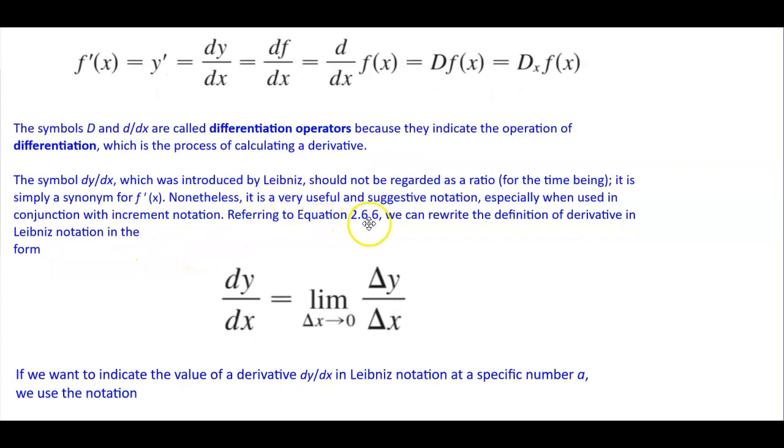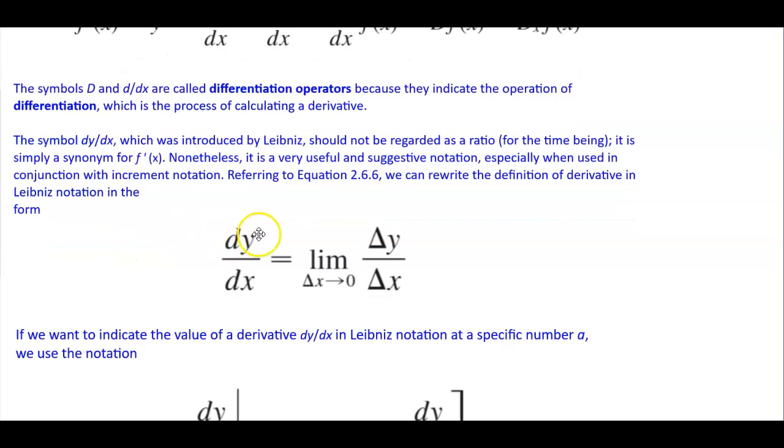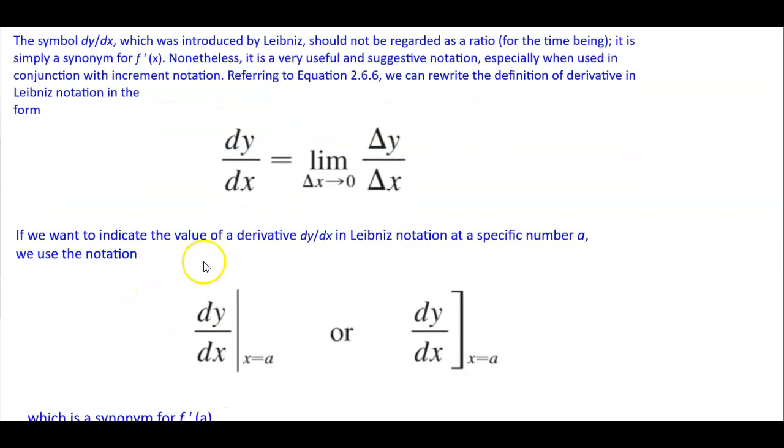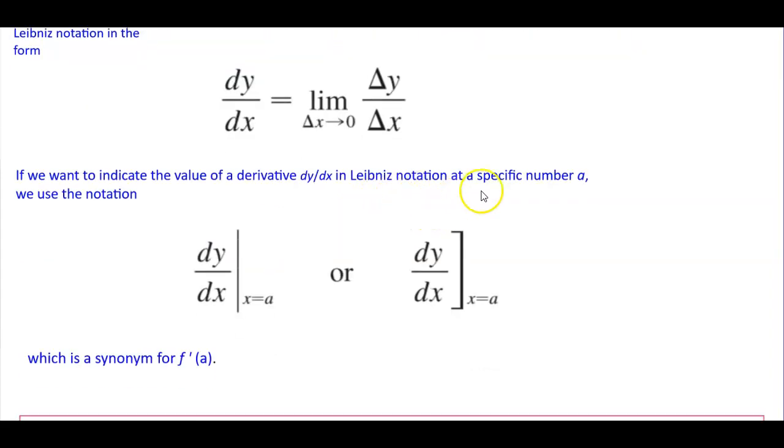Now, referring to equation 2.6.6, we can rewrite the definition of derivative in Leibniz notation in the form dy over dx, which is equal to the limit as the change in x approaches 0 of the change in y over the change in x. Now, if we want to indicate the value of a derivative dy over dx in Leibniz notation at a specific number a, we use the notation dy over dx at x equals a, which is a synonym for f prime of a.